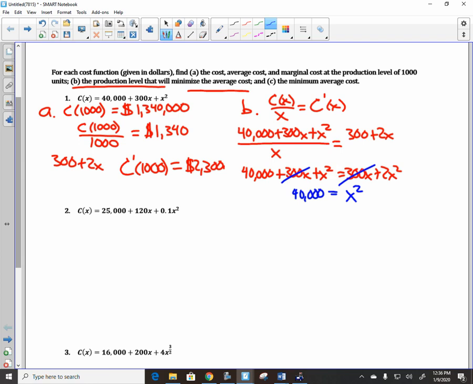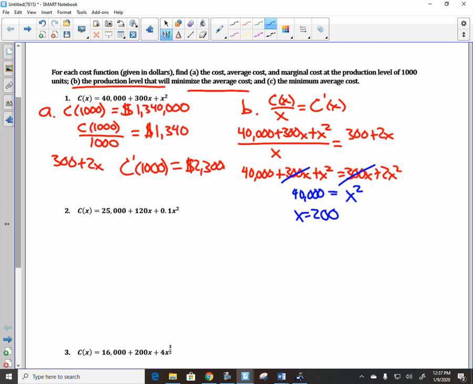Now what? Square root both sides. What's the square root of 40,000? I subtracted the x squared over there. 2x squared minus 1x squared is x squared. What do you get? x is 200. So if we produce 200 units, we will minimize our average cost.